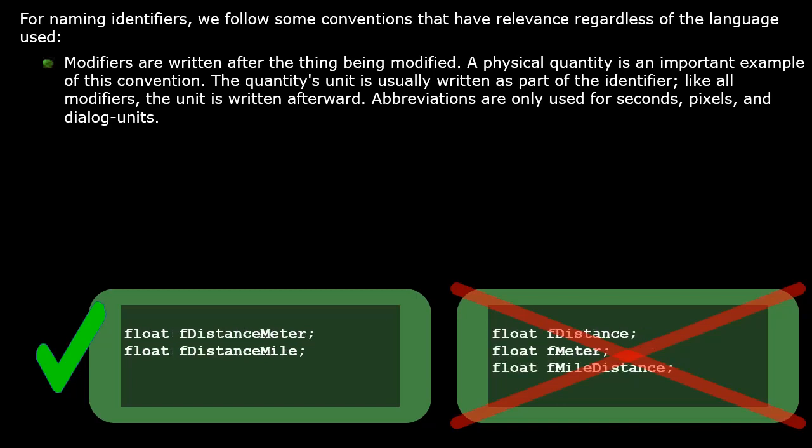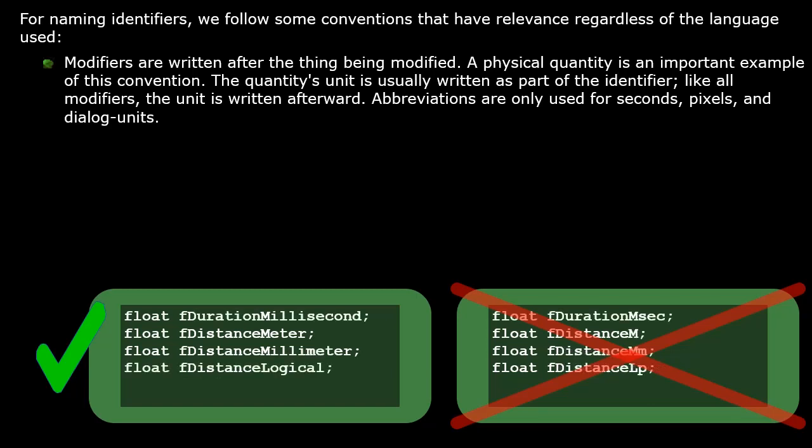A physical quantity is an important example of this convention. The quantity's unit is usually written as part of the identifier. Like all modifiers, the unit is written afterwards. Most abbreviations are not used.